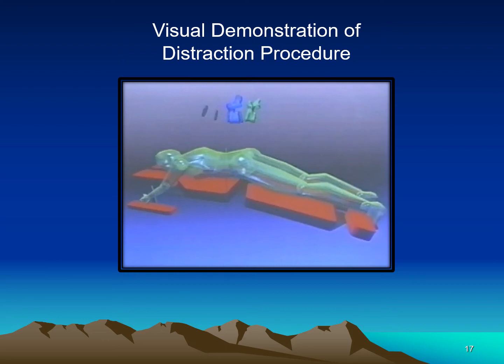Of course, here we have a simulation of the flexion distraction table, and then of course there's a patient. And this would be the L4 vertebrae here. And this would be the L5 vertebrae here.